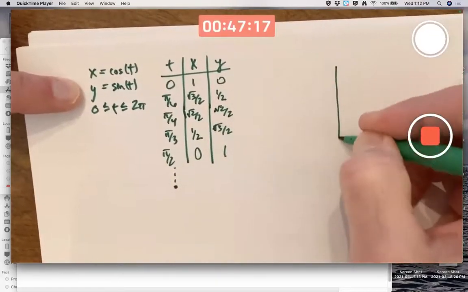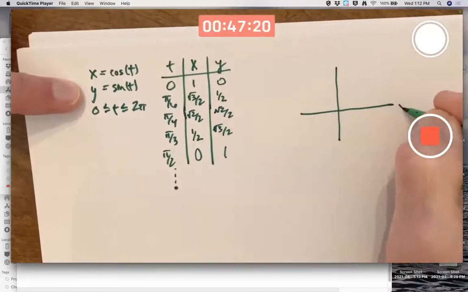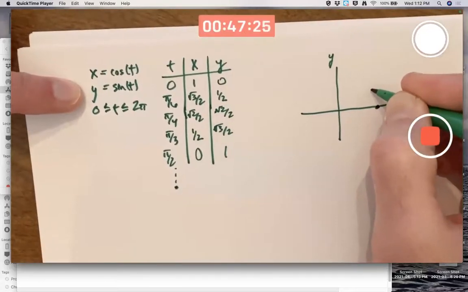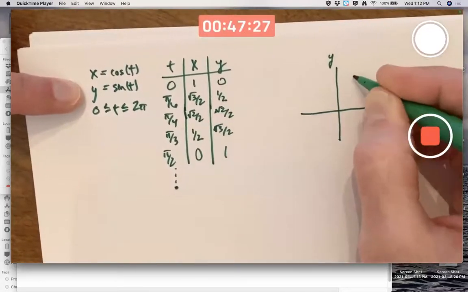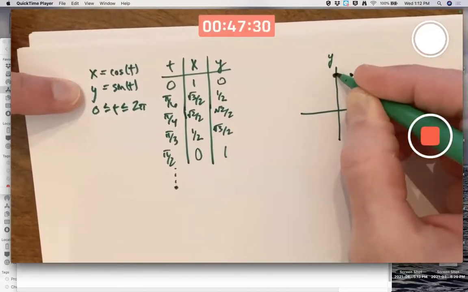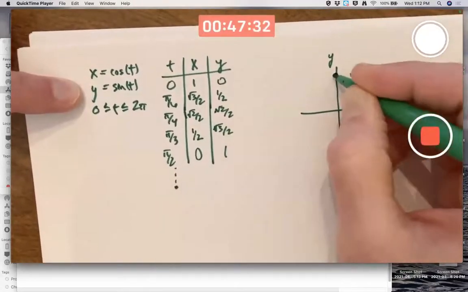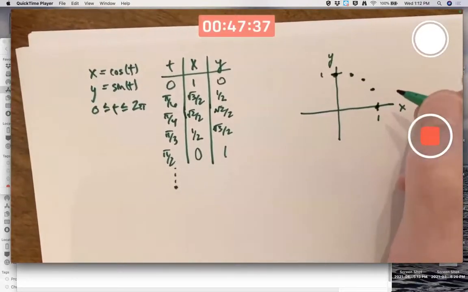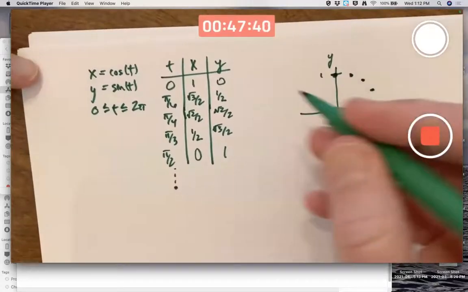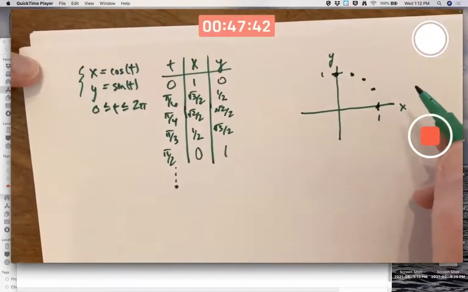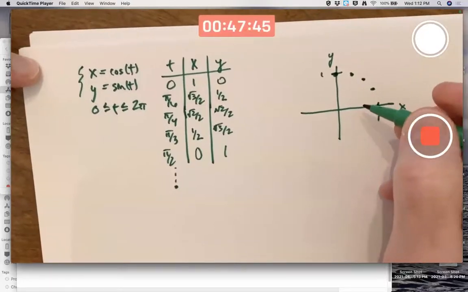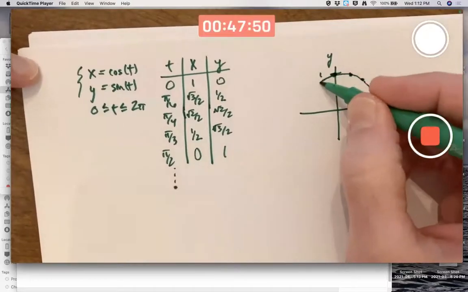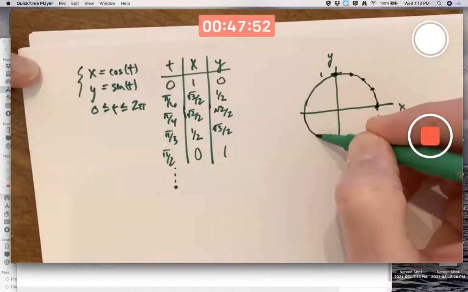If you plot these points in the xy plane, what will you get? You'll get a picture about like this. That's x equals 1 there, and this is y equals 1 right there. And in fact, if you think more carefully about this, in terms of the unit circle definitions of cosine and sine, for any value of t, we'll be at a point on the unit circle, centered at the origin with a radius of 1.